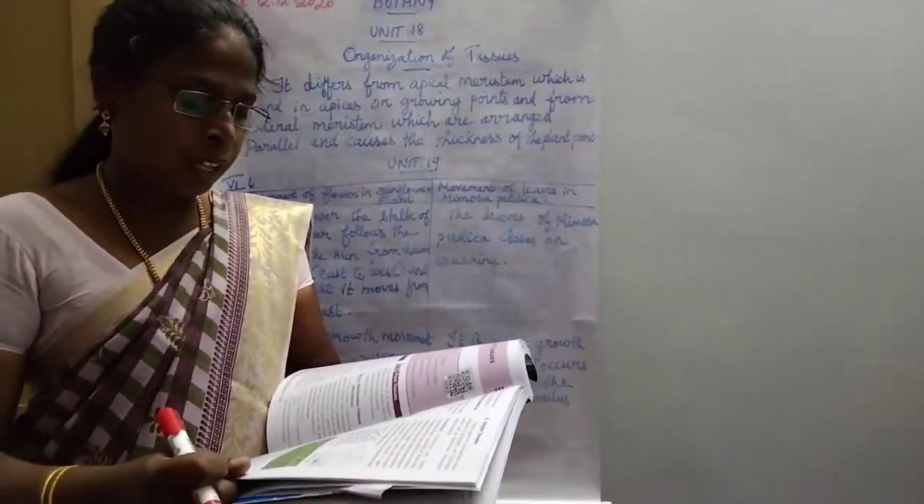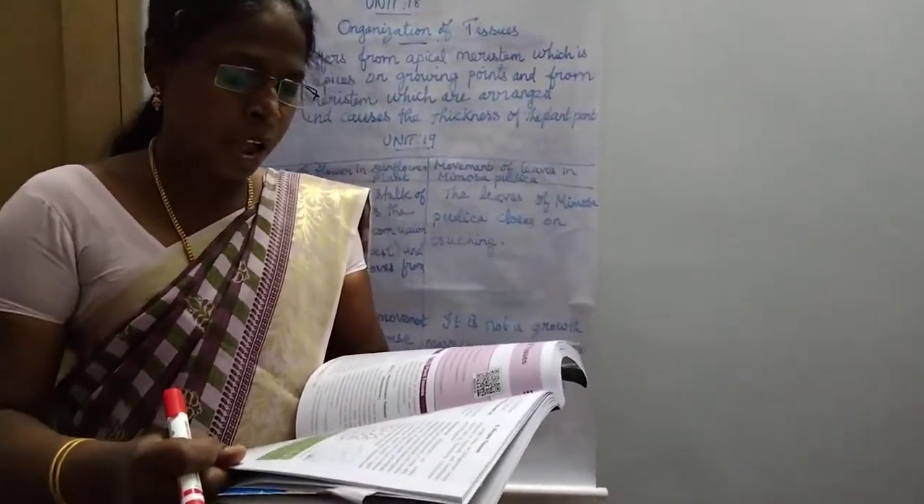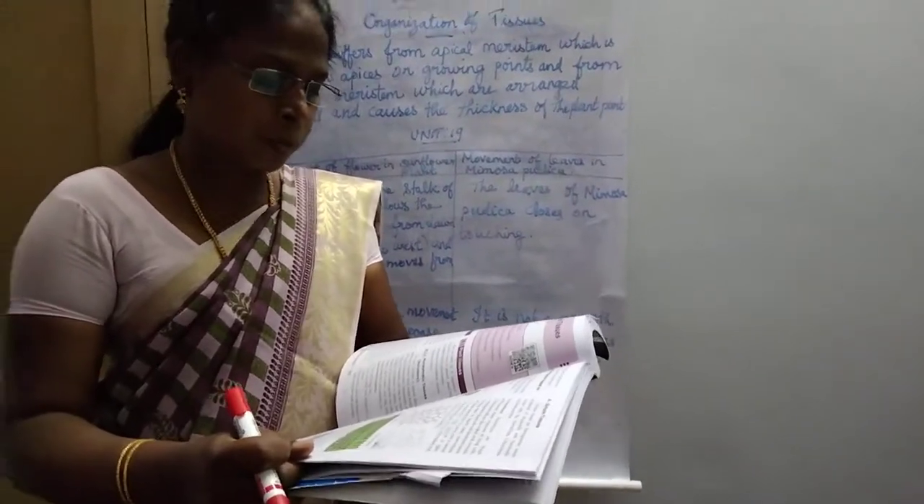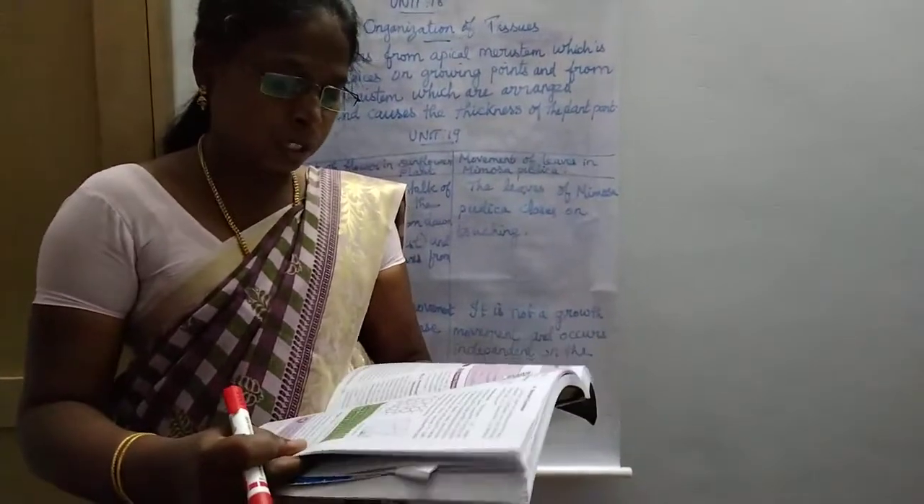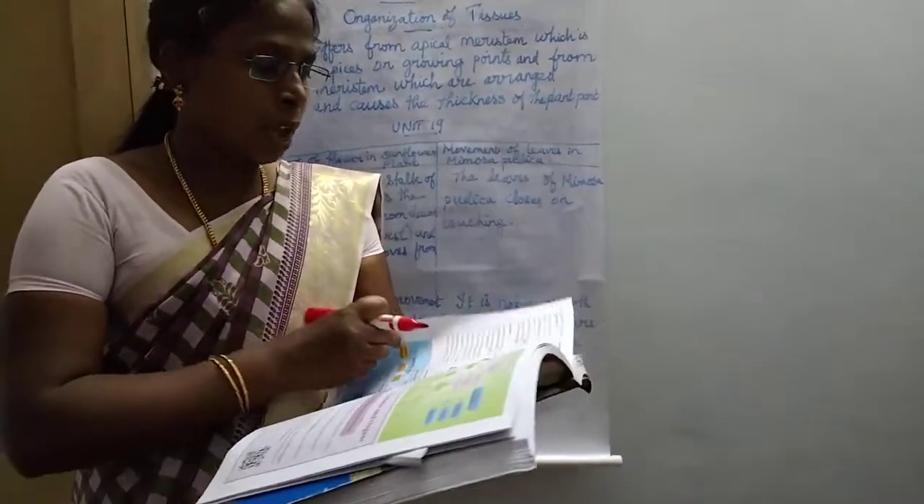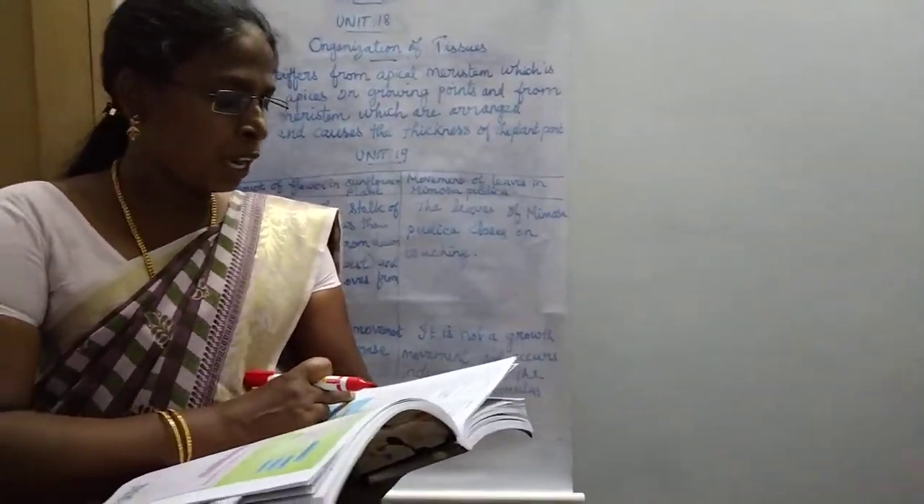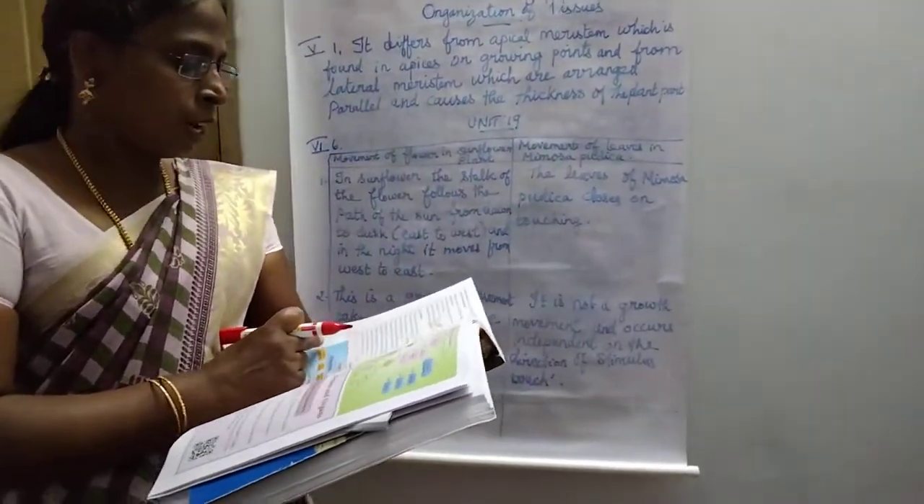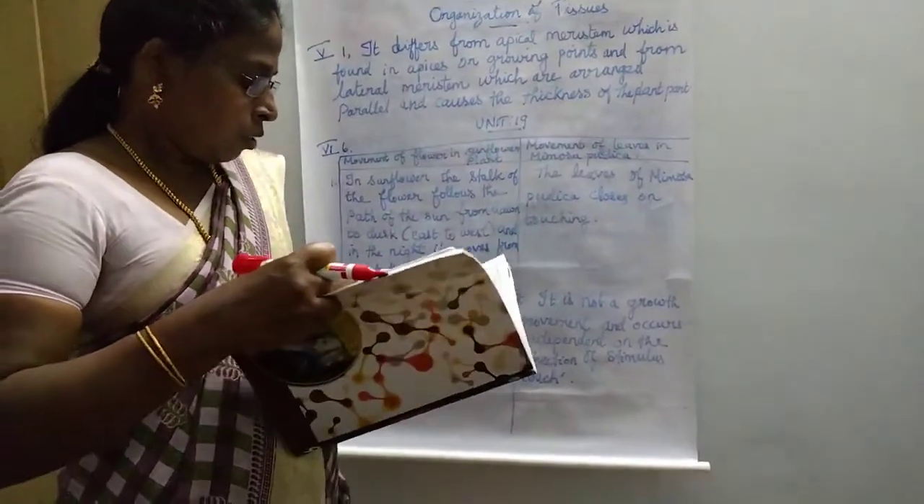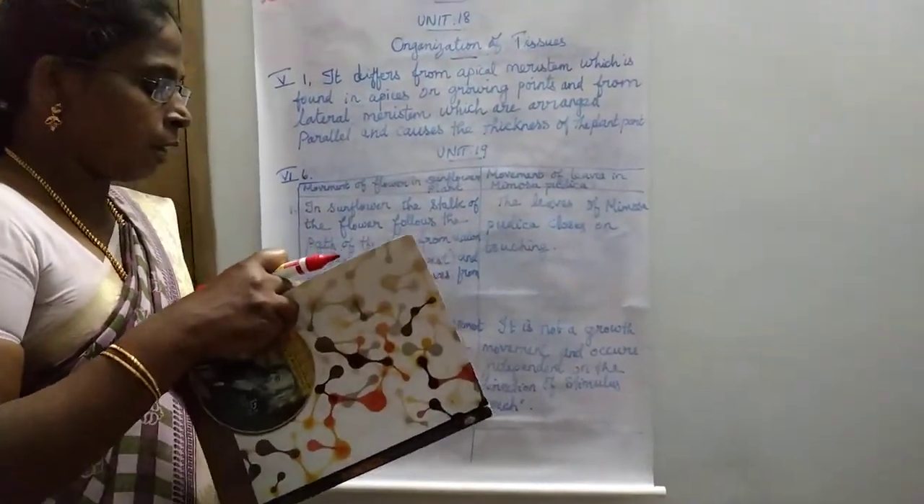It lies between the regions of permanent tissue and is part of primary meristem. It is found either at the base of the leaf or at the base of the internode. The second part of the same question: how do they differ from other meristems? For that you can write the answer in the book itself.